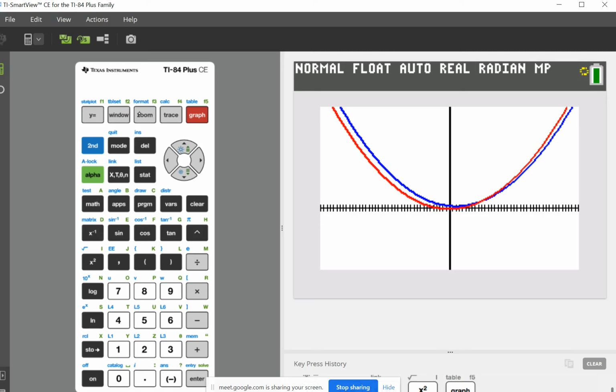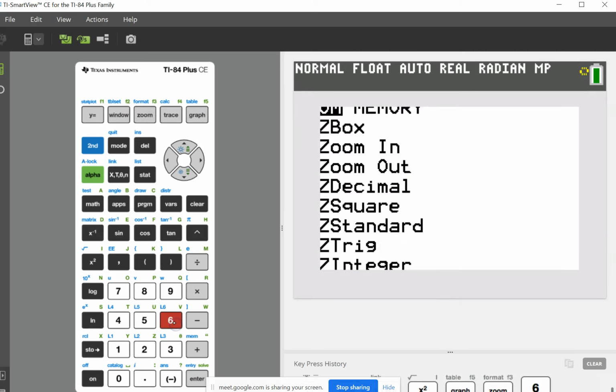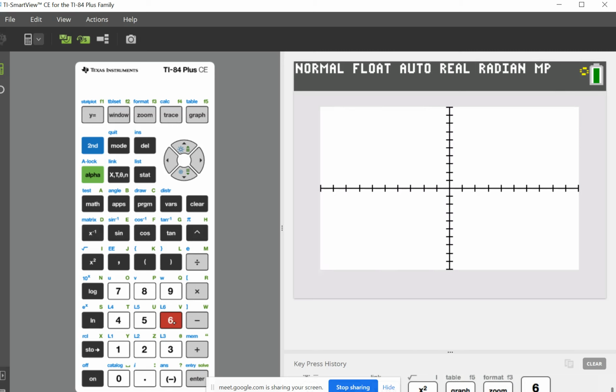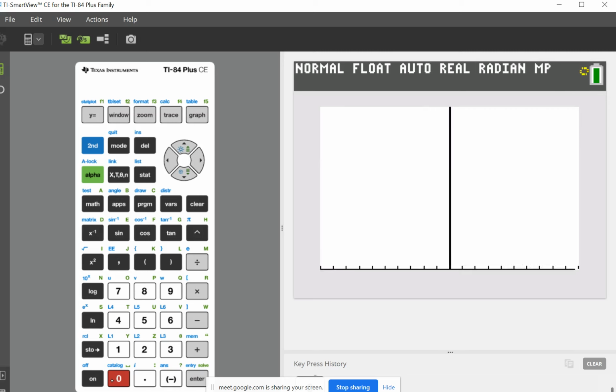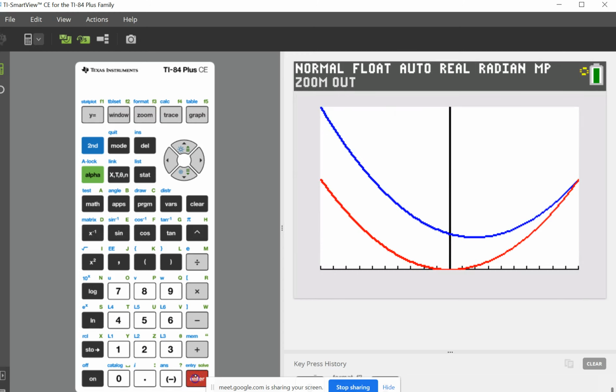So let's let it load. Okay, so we begin with Zoom 6. And we do not see all of what we need. So now we're going to do Zoom 0. I see both parabolas. I can't quite get to where they intersect, so I'm going to do the next one, Zoom 3, enter.